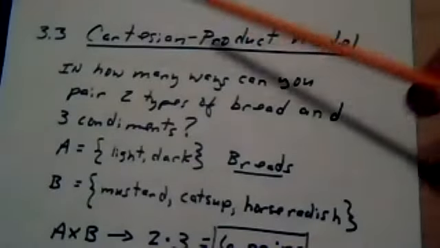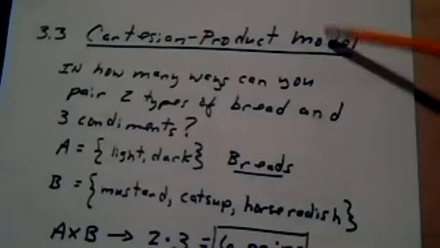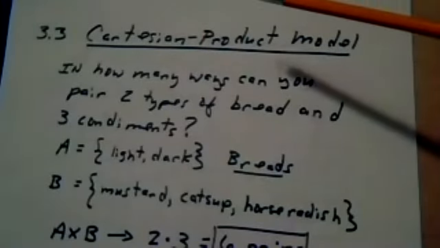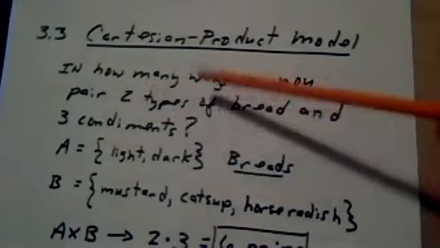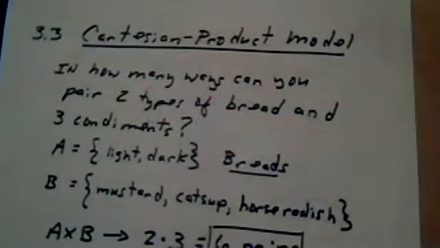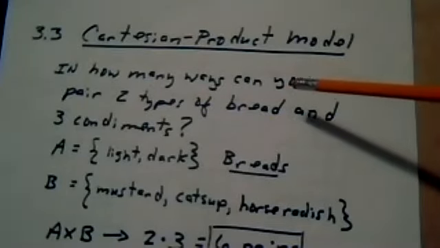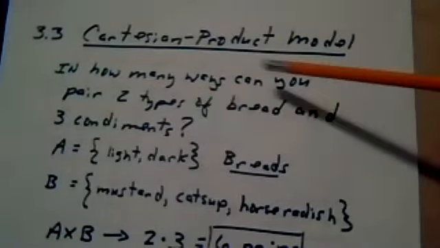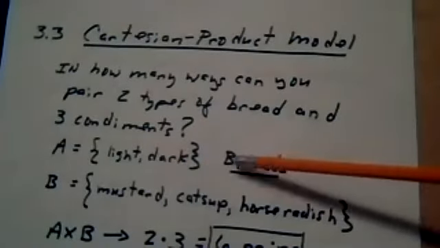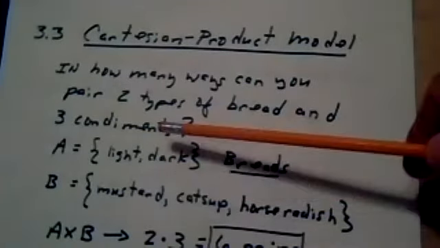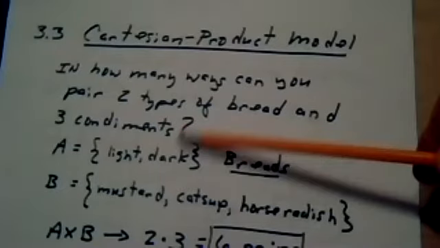The Cartesian product model works this way. In how many ways can you pair 2 types of bread and 3 condiments? So we're going to use a real life situation, right? How can you pair 2 types of bread with 3 condiments? Here are the types of bread, light bread, dark bread. Here are the condiments. So how many ways can you pair these 2 sets?